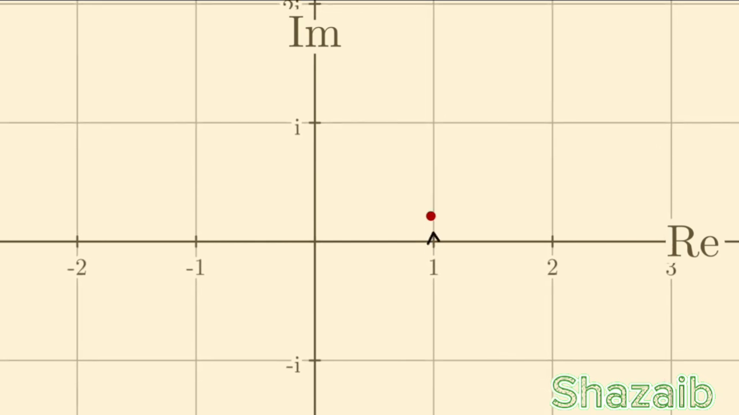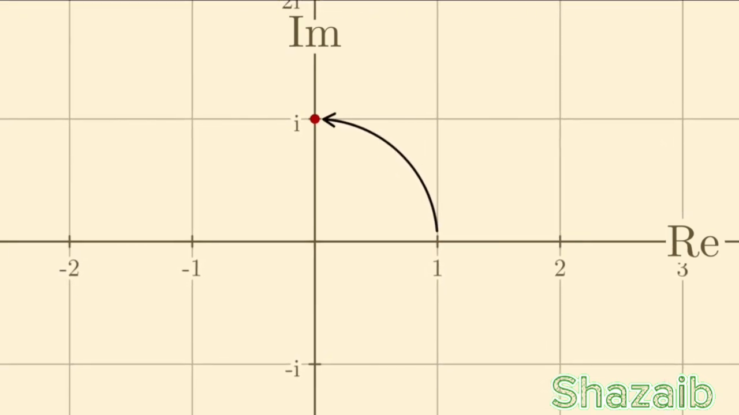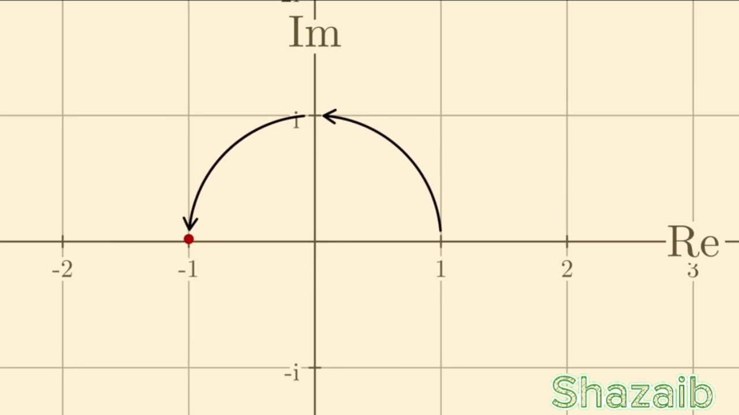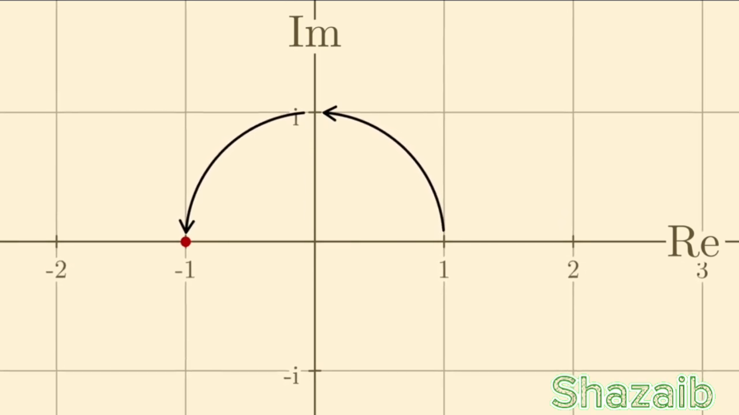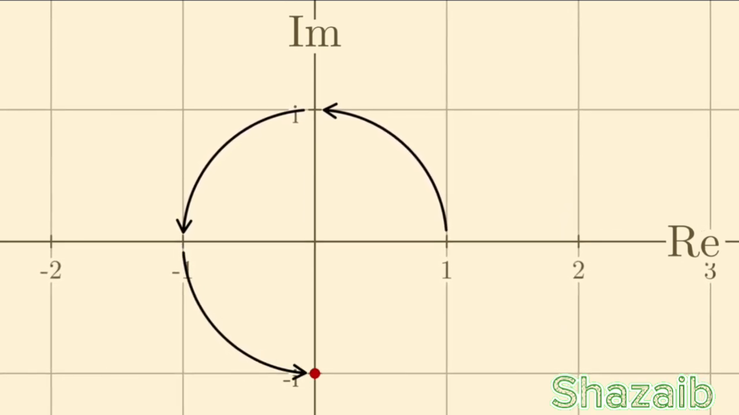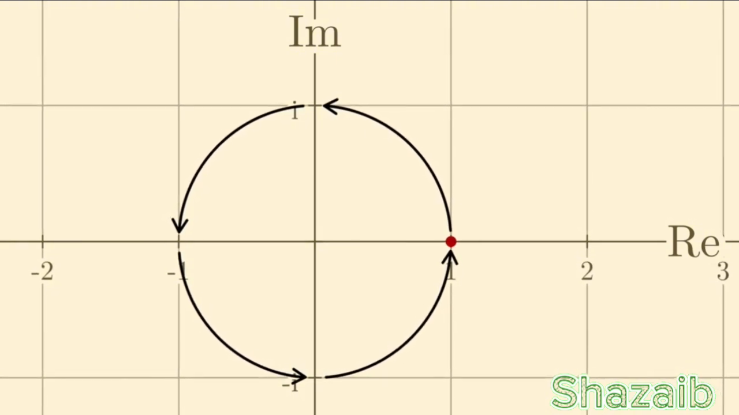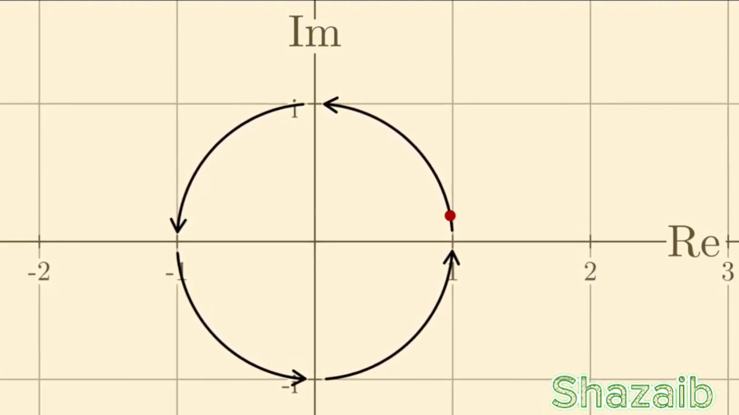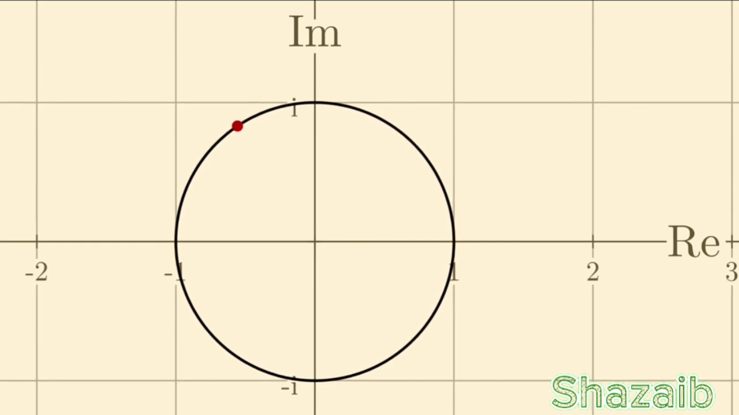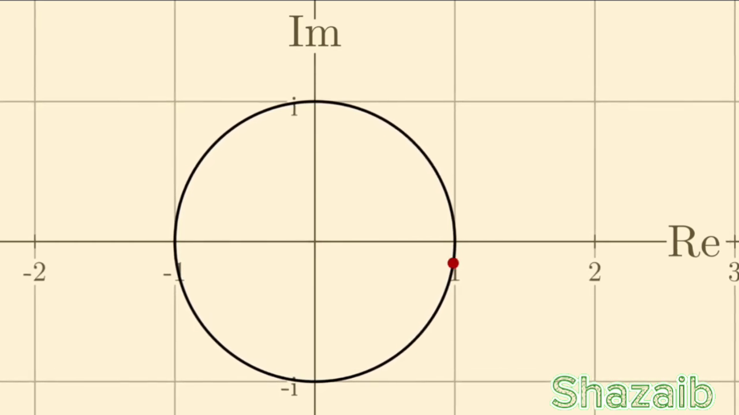Starting with 1, 1 times i is i, times i is -1. By definition, -1 times i is -i, and -i times i is 1. We've come back to where we started, and if we keep multiplying by i, the point will keep rotating around. So when you're multiplying by i, what you're really doing is rotating by 90 degrees in the complex plane.